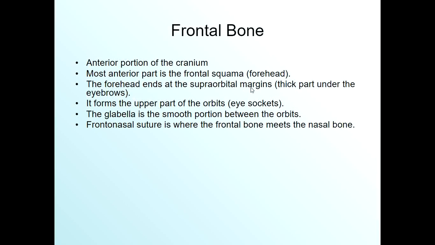margins, and that's just a special name that's given to that part of the frontal bone. The frontal bone curves in and actually forms the top part of your orbits, or what we know as our eye sockets. And right between your eye sockets, there's a very smooth area. A lot of times we'll push on it when we have a headache. That's known as the glabella. It's a smooth portion between the orbits. There's a lot of nerve endings right there at your glabella. And then right at the very top where your forehead meets your nose, that's known as the frontonasal suture. And we'll see some pictures of these as we move through the PowerPoint.